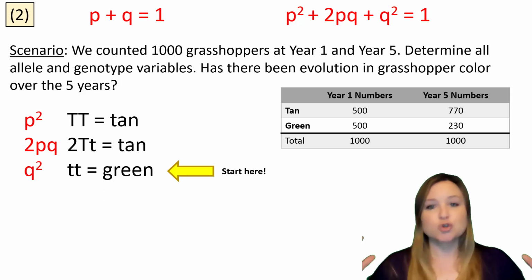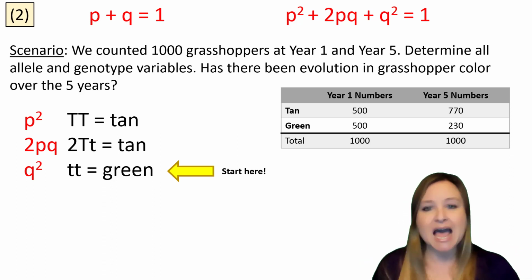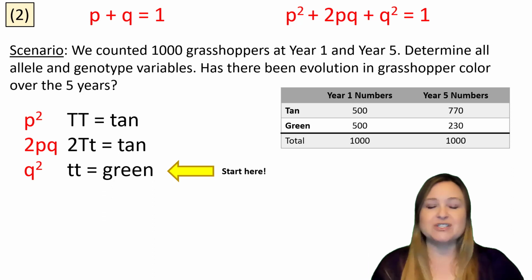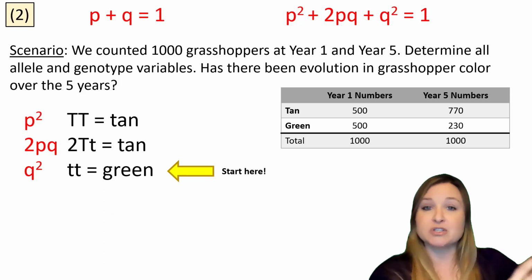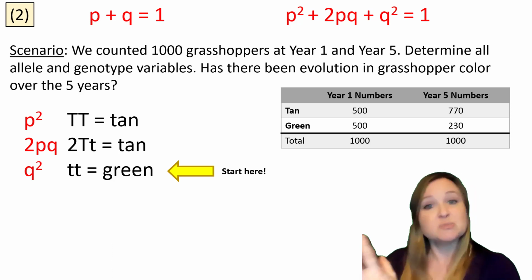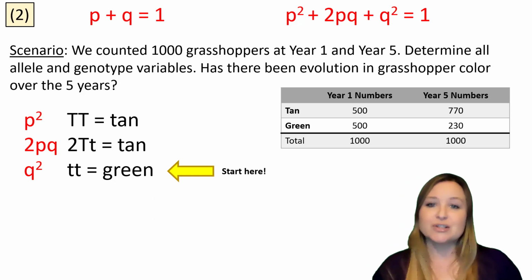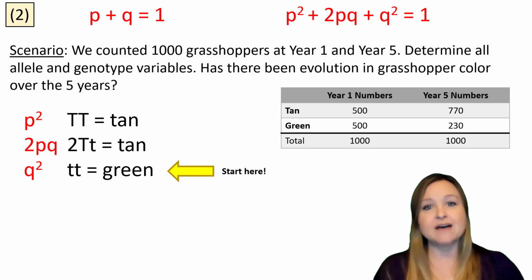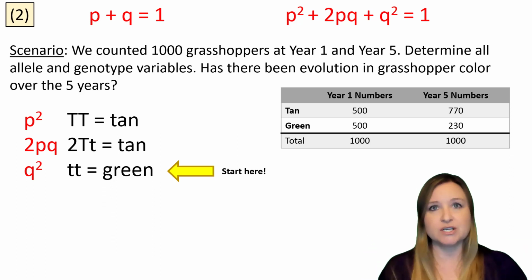We're going to start with the green grasshoppers because we know to be green, that grasshopper has to have 2 recessive alleles. If we start with the tan grasshoppers, we don't know if we're looking at a tan grasshopper that's homozygous dominant, big T, or a heterozygous tan grasshopper that's big T, little t, okay, that's 2pq. So we start with the homozygous recessive grasshoppers, little t, which is q squared, because we know that those are all going to have 2 copies of the recessive allele. We can be assured of that, and that's why we start here.